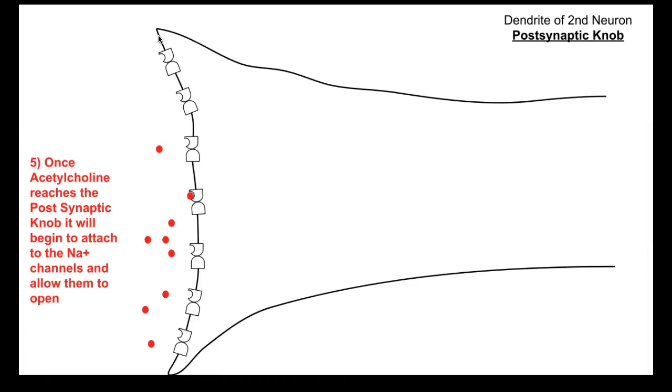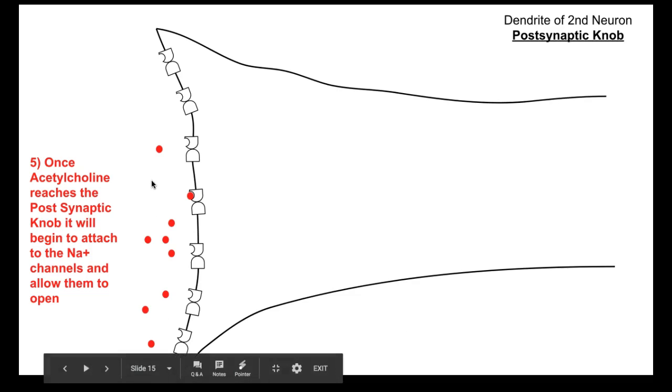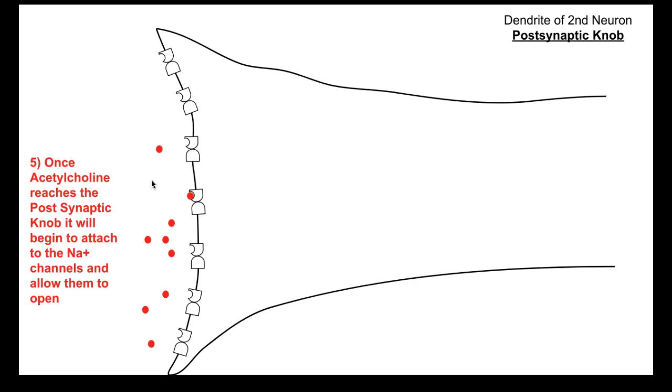So once I zoom in, I notice that there's a bunch of these channels. They're sodium channels and they have little receptor sites on them. So these receptor sites are a perfect fit for acetylcholine. Once acetylcholine attaches to them, they can actually open up and allow all the sodium that might be hanging around in the fluid that basically fills the cavity around the neurons to start to go inside this postsynaptic knob and eventually depolarize the postsynaptic neuron.